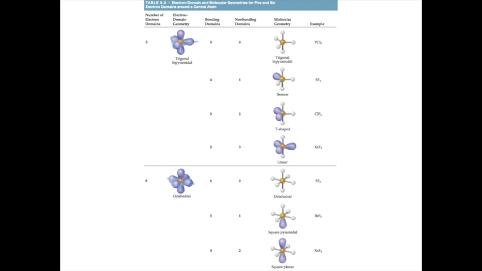So if instead of 4 electron domains you have 5 electron domains, if you have 5 bonding and 0 non-bonding, then the electron domain geometry and the molecular geometry are going to be the same, and they're going to be trigonal bipyramidal. If you look at that shape, you can see that you have a trigonal planar shape in the middle, and then you have a linear going from top to bottom.